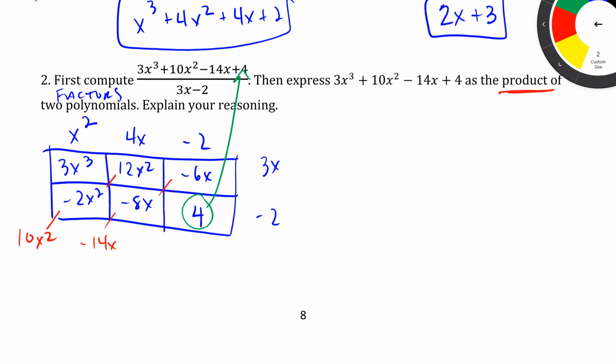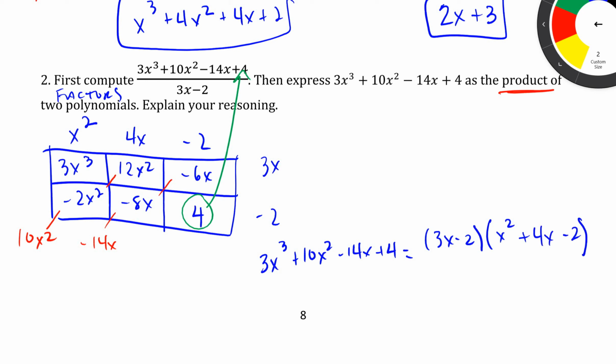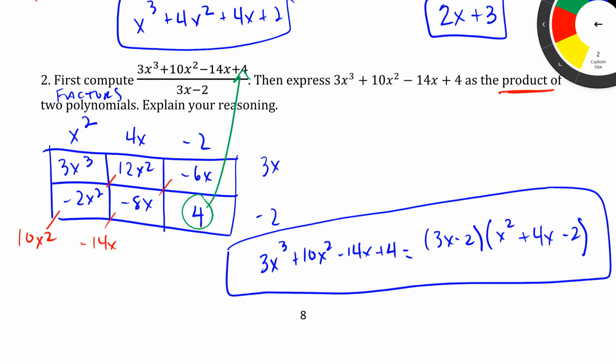Now, if you did all of this work, and this was a question on a test or even the Regents exam, you didn't finish, because it says to express the answer as a product of factors, or two polynomials. So what we have to say then is this polynomial, 3x cubed plus 10x squared minus 14x plus 4, is equal to 3x minus 2, the factor we divided by, times the quotient that we found, x squared plus 4x minus 2. This is the answer they were looking for.